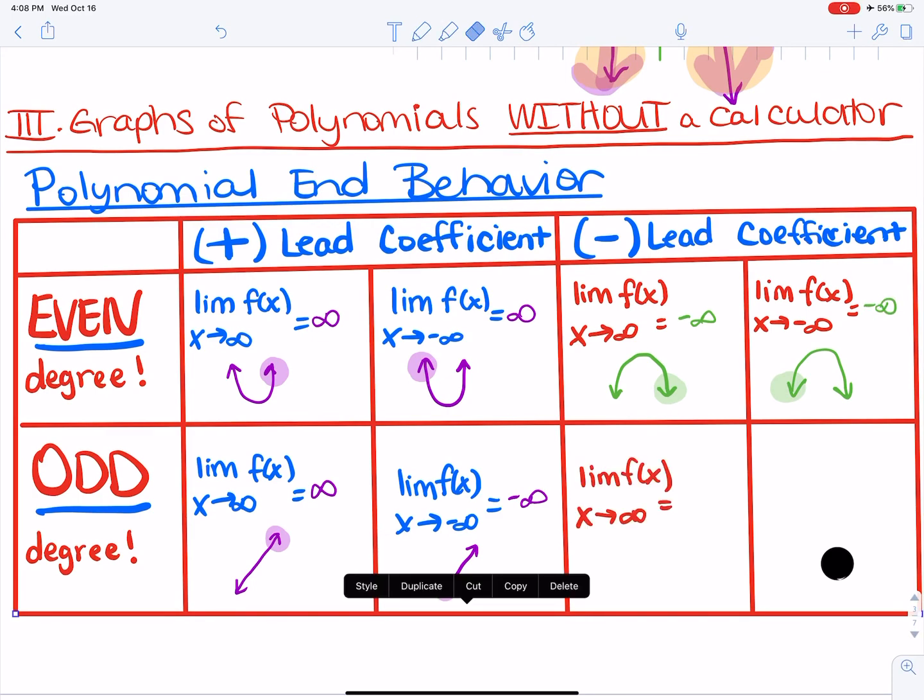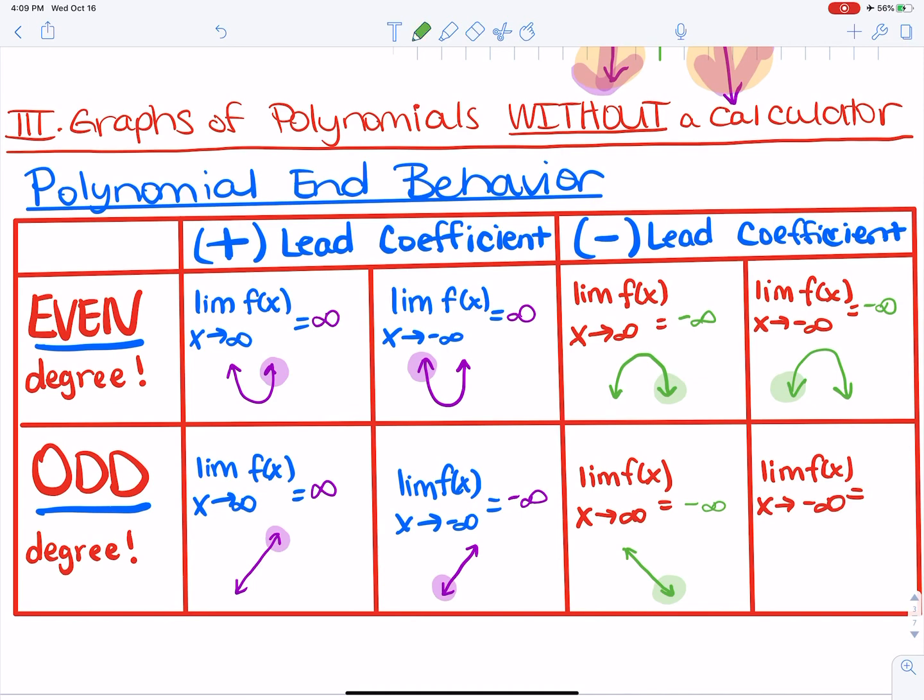For our odd degree function, it's going to be the opposite way. So this time the function is going down. And as we approach positive infinity to the right, it is down. So it's negative infinity. And as we approach negative infinity to the left, this is positive infinity.